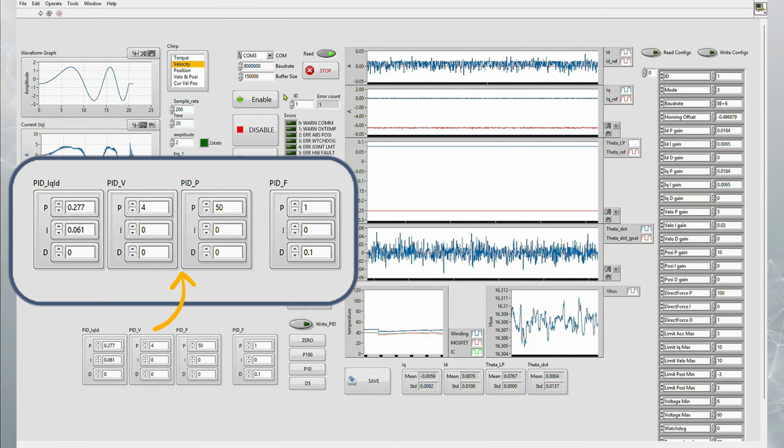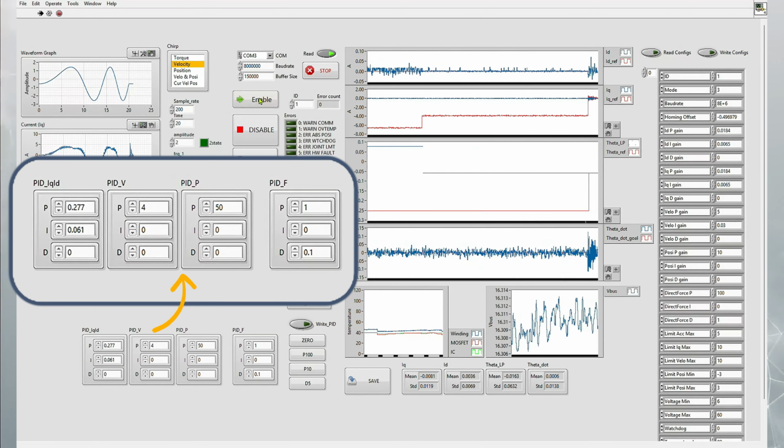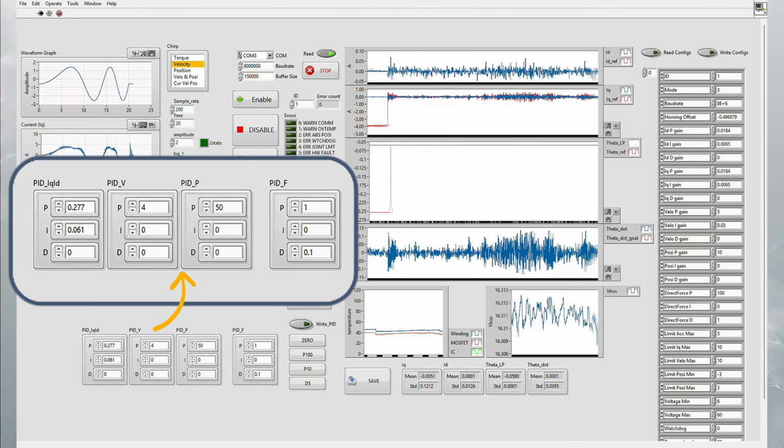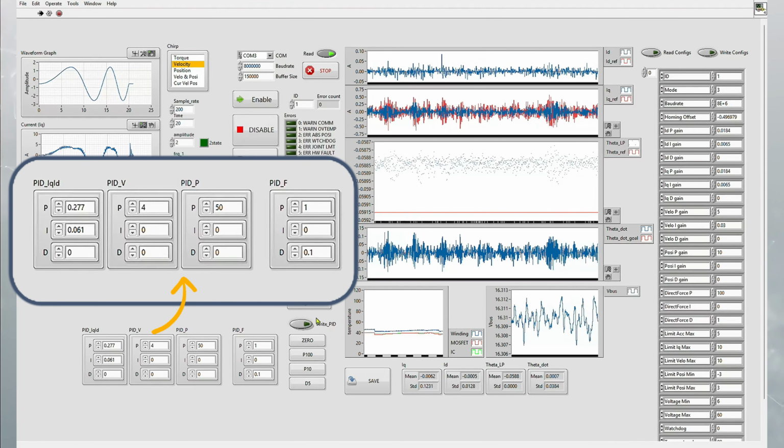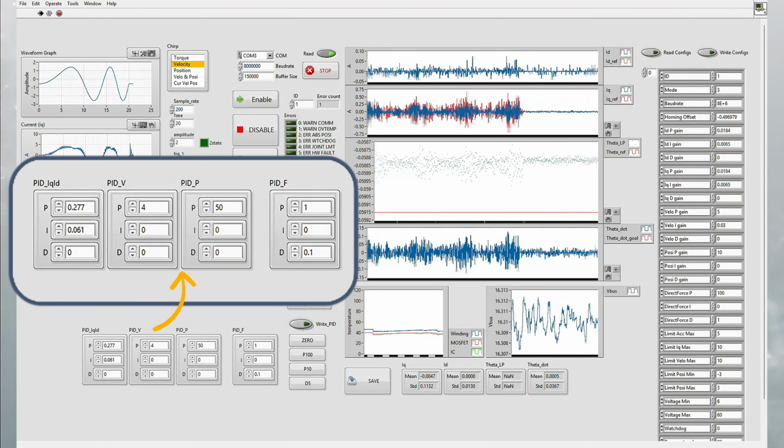Tuning workflow. Step 1. Set the baseline D. The loop simulates a physical spring damper system. Your direct force P gain dictates spring stiffness, and the direct force D gain dictates damping. Start with D set to 10% of P.